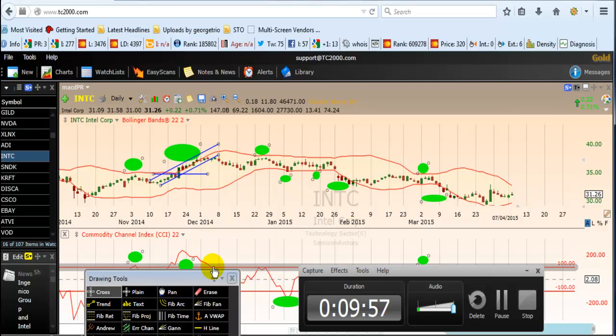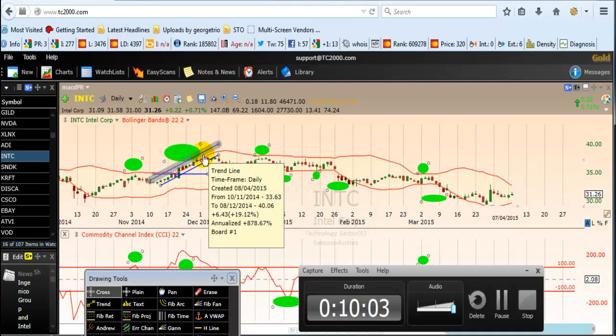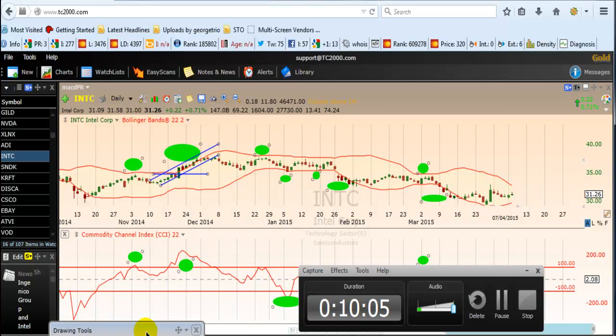Though the commodity channel is overbought, this is a buy signal taking place here. This is a bullish trade setup. All right? You see now? It's very beautiful. So there is a direct correlation between the commodity channel and the Bollinger Band.